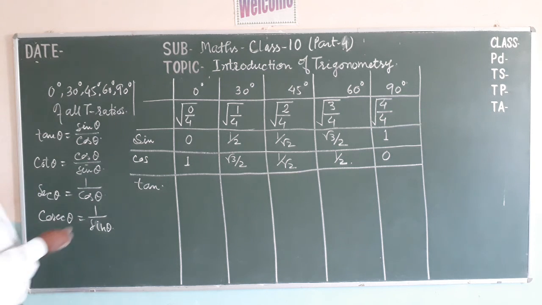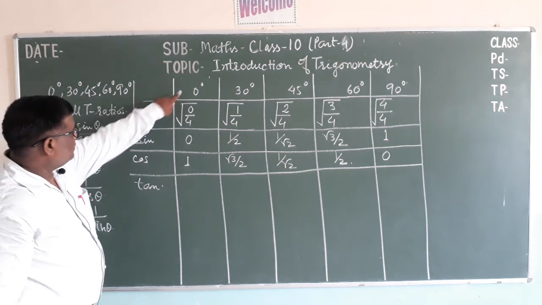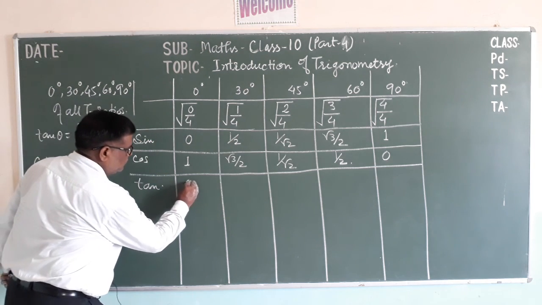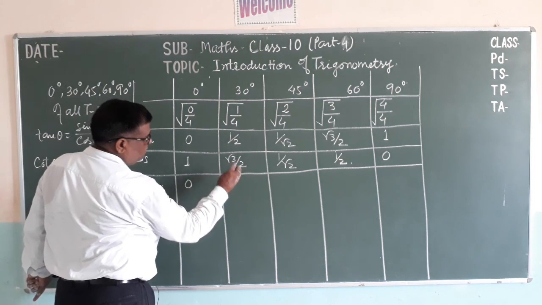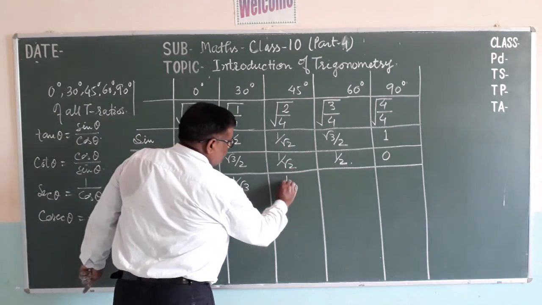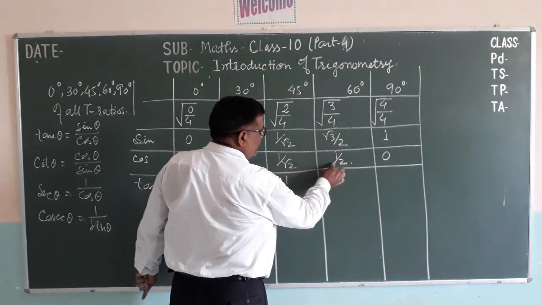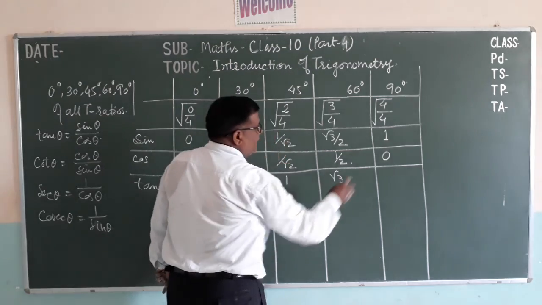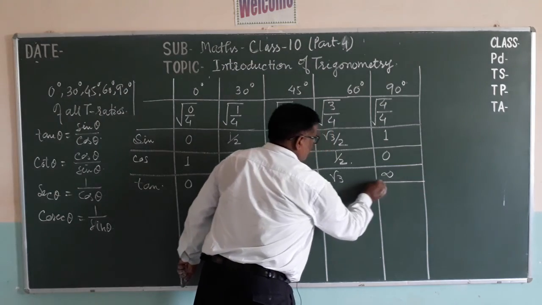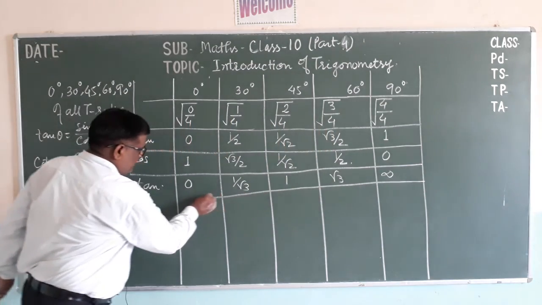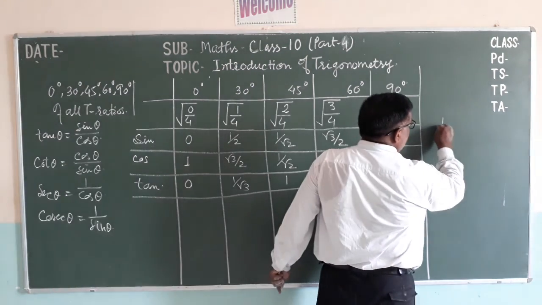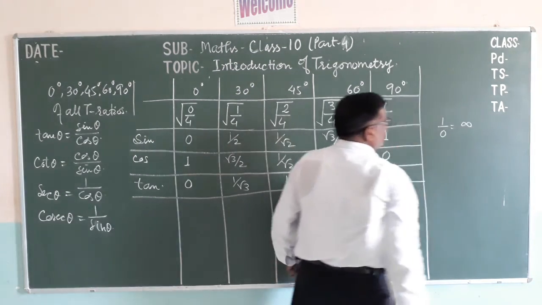So we have to find the value of tan. Tan is equal to sine upon cos, so tan 0 is 0 upon 1, that is 0. Then 1 by root 2 upon 1 by root 2 gives 1, both cancel, so it is 1. Root 3 by 2 upon 1 by 2 is root 3, and 1 by 0 is infinite. Look here, 1 upon 0 can be written as infinite.